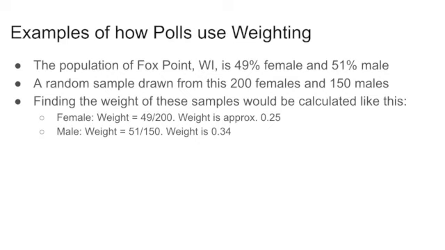An example of how polls are used in weighting is one that I looked up on the internet. The population of Fox Point, Wisconsin is made up of 49% women and 51% men. If you draw a random sample and you get 200 females and 150 males, you can find the weight for them by dividing the population by the sample. So for female, the weight is approximately 0.25, and for male, the weight is approximately 3.4.